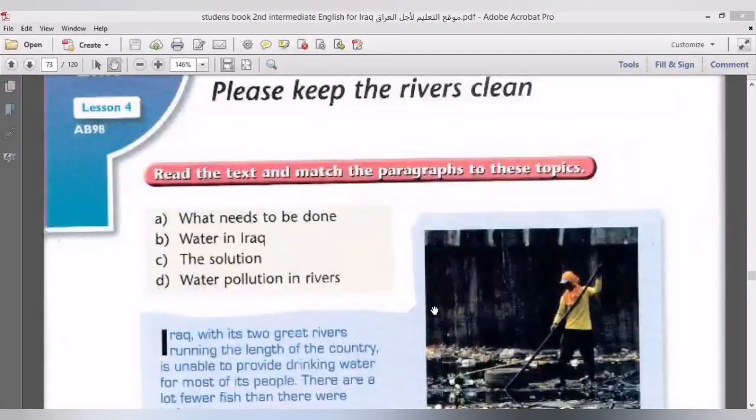Okay, so the title of lesson 4 is Please Keep the Rivers Clean. Now let us read the text first, and after that we have to match the paragraphs to their topics. Okay?